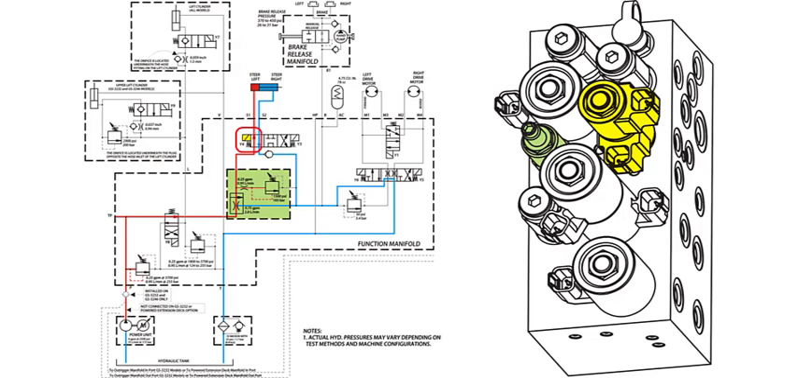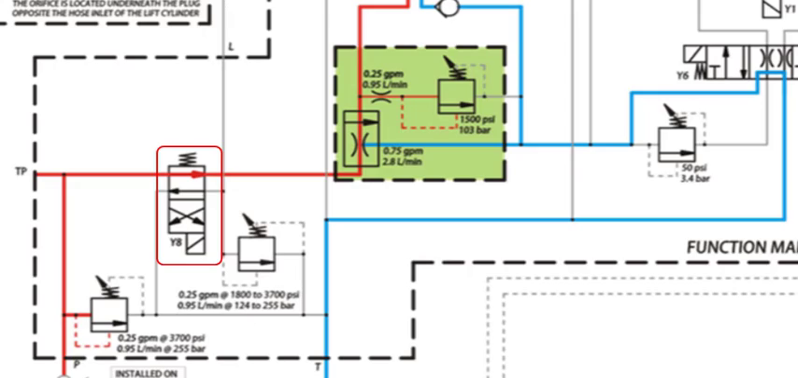In this example, we've selected steer left. When steer is selected with the machine sitting static, the electric motor spins the pump at a fixed rate to provide enough oil to operate the function at 0.75 gallons per minute. Pump flow enters the function manifold at port P, and continues to pass through the lift drive select valve, labeled Y8.